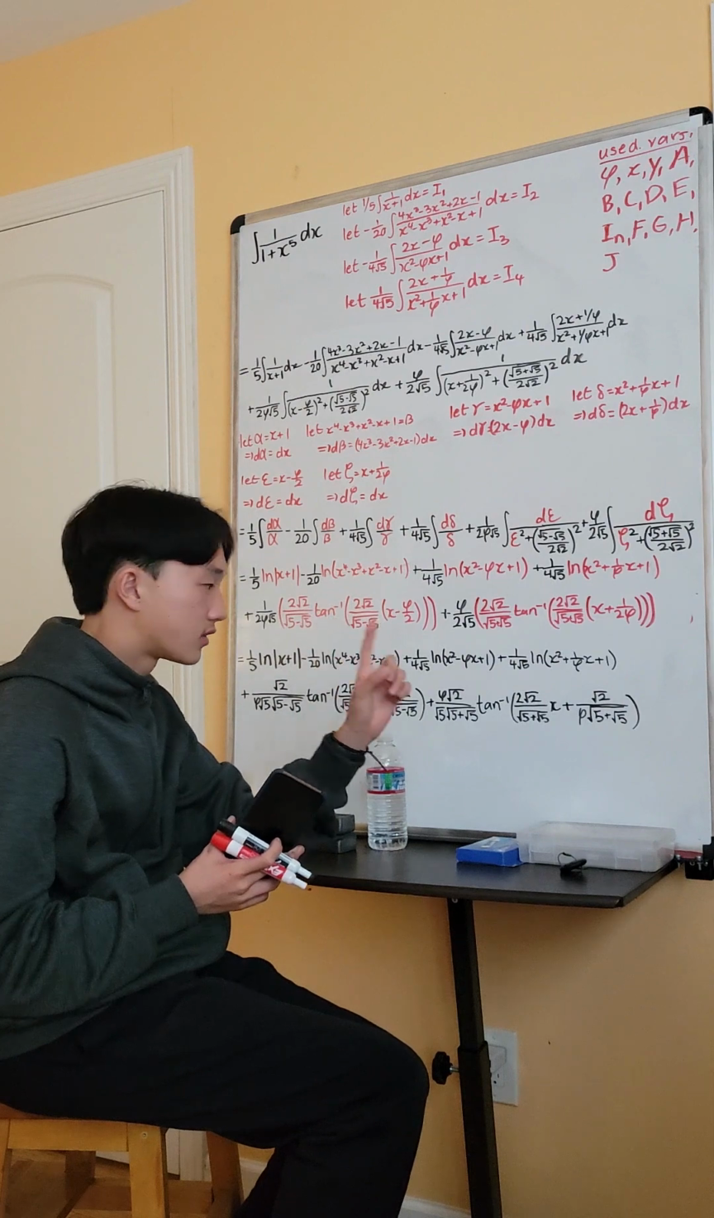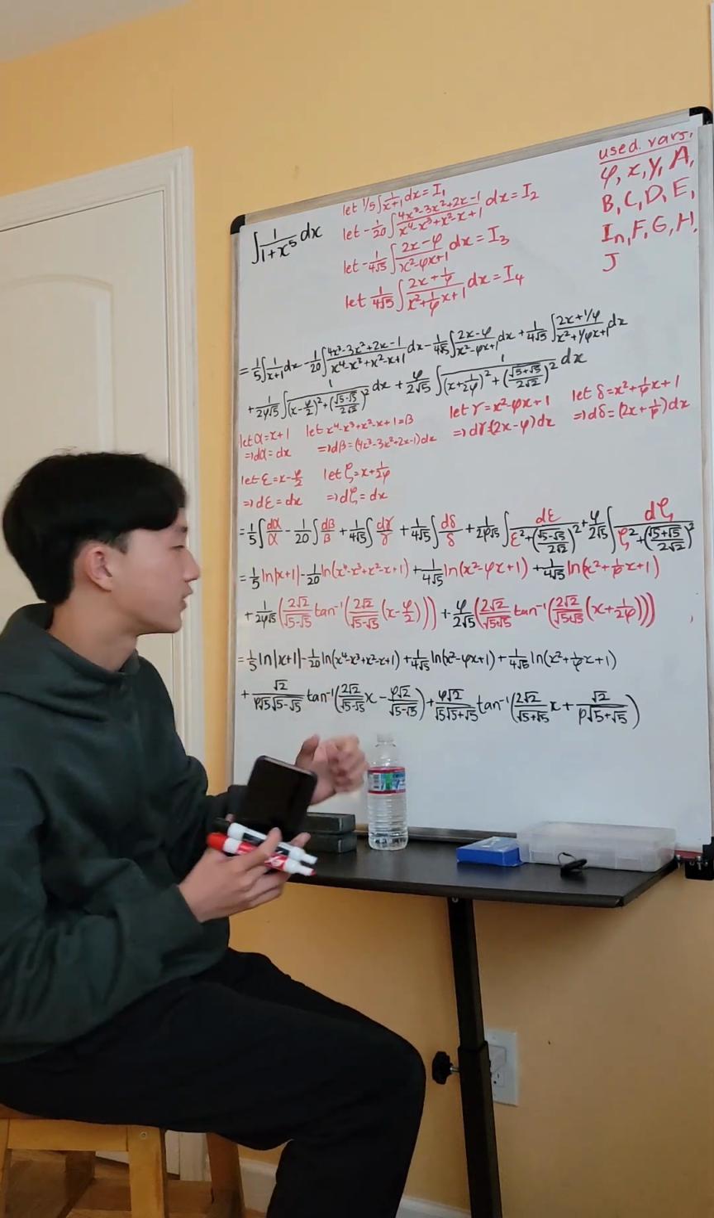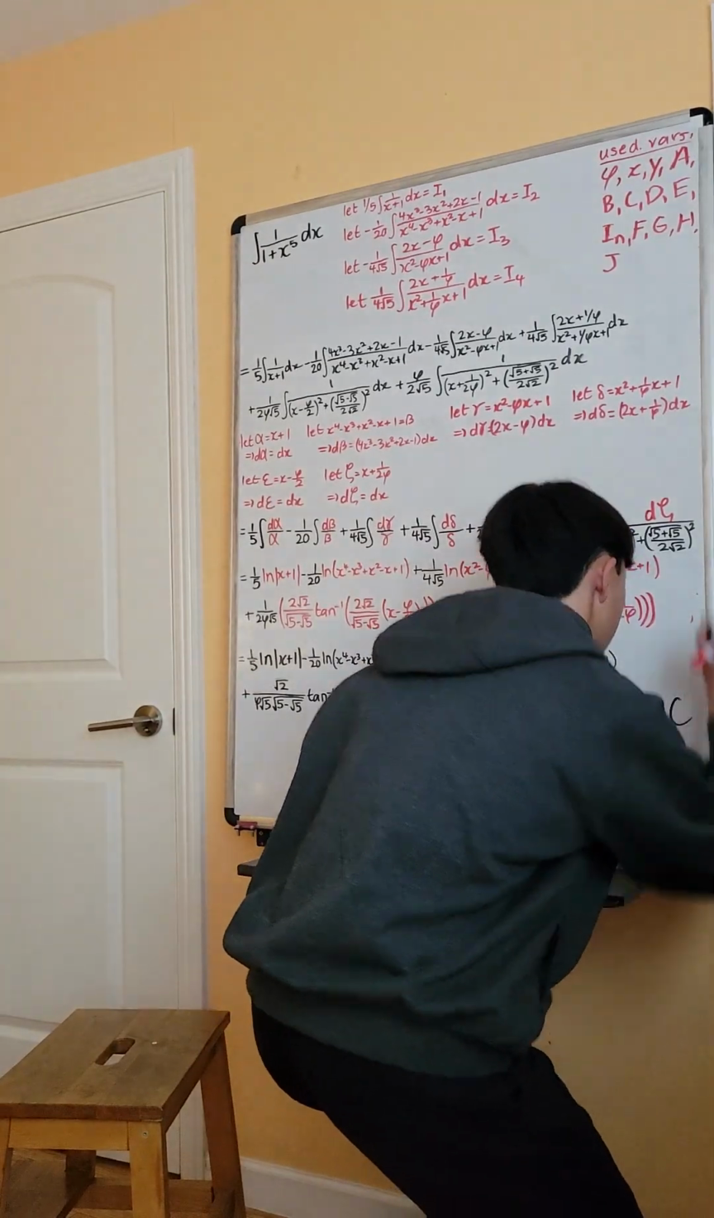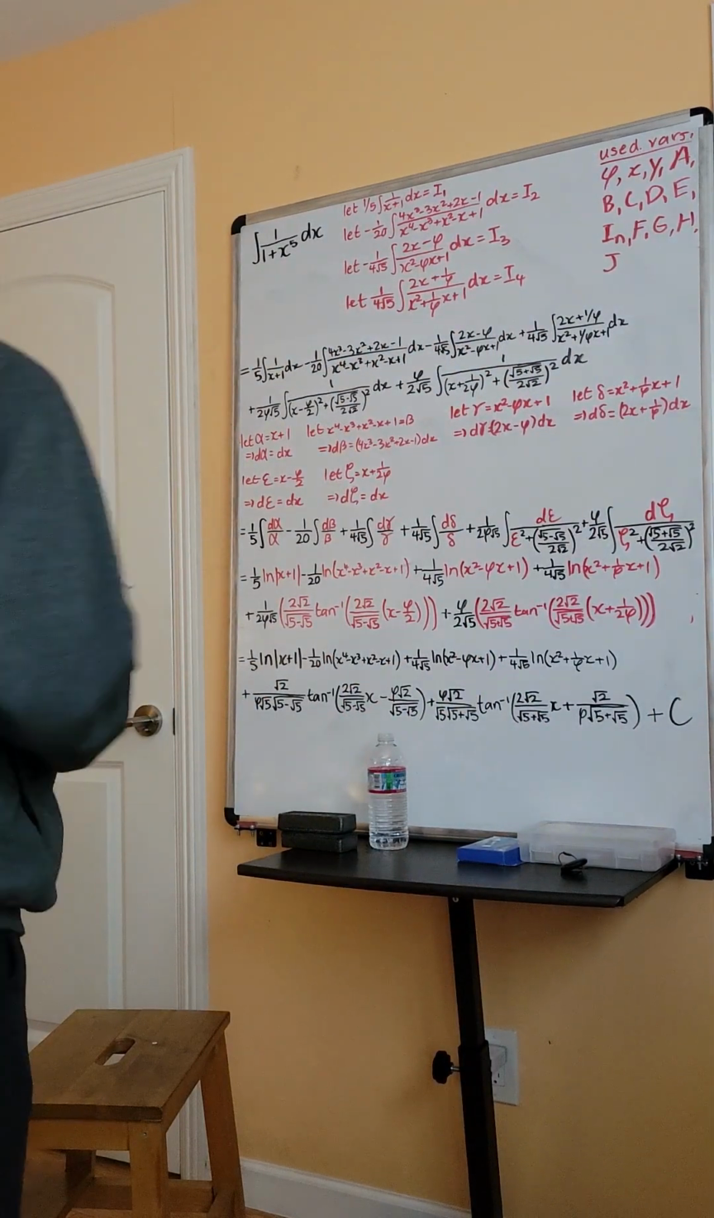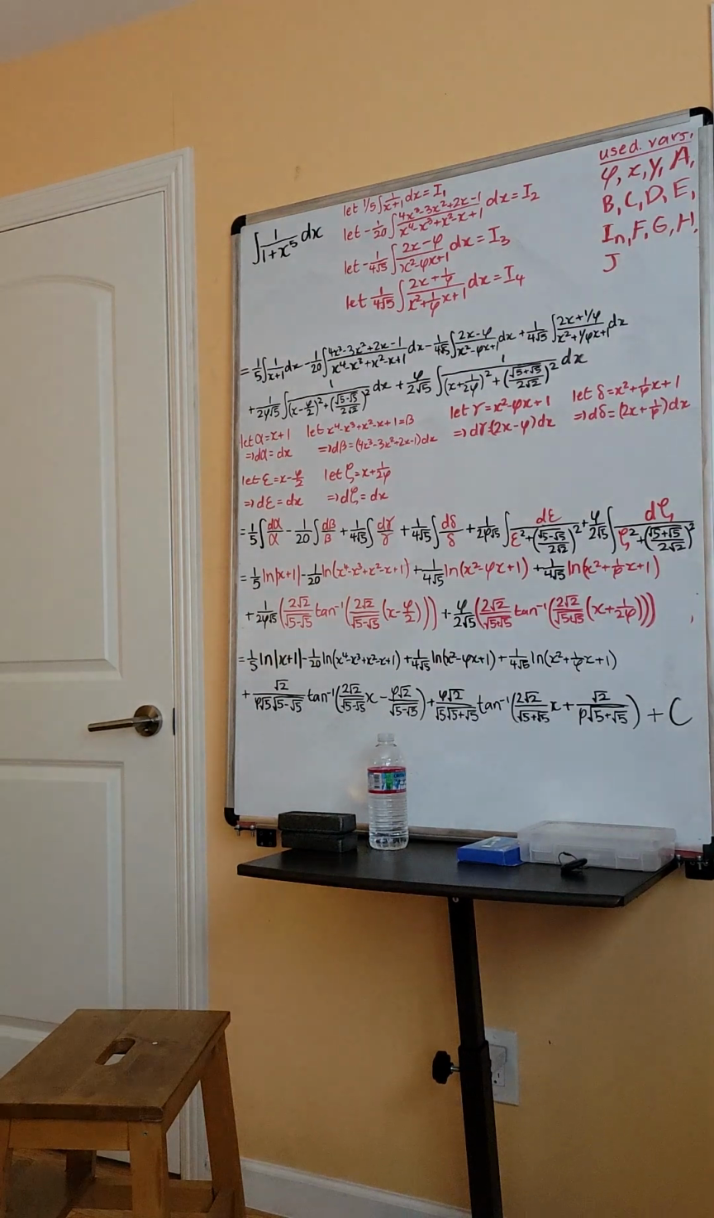All that's left now is just to add the arbitrary constant of integration, which we denote as c. We're done. Everything done. It all looks good. That's it. That's the antiderivative.